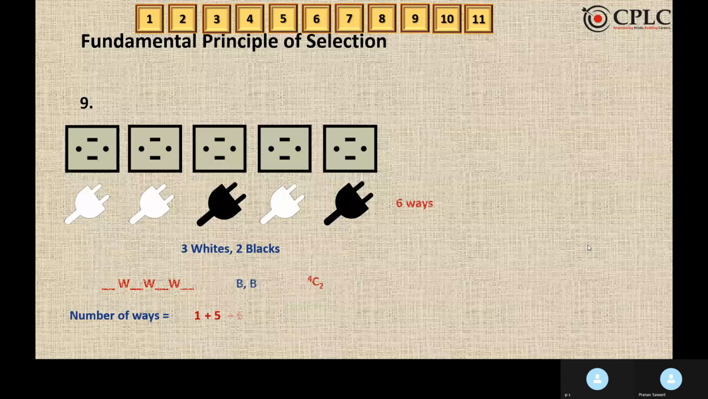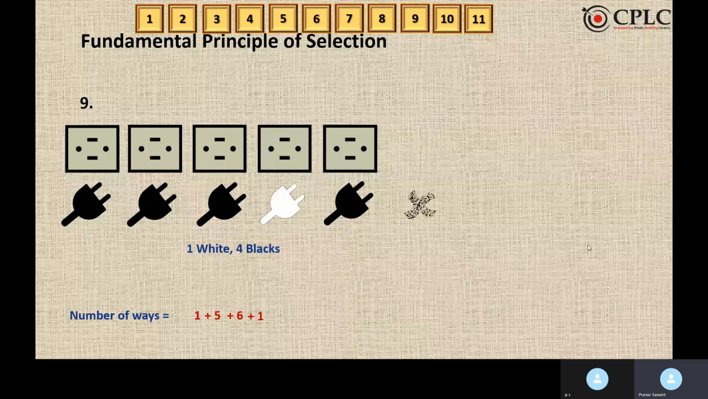Now, next is three blacks and two whites. That is only one way, because I can't select any other thing, because they are already placed. So black, white, black, white, black. This is the only one way that we can select it. Now, four blacks, one white is not possible because two blacks must not be adjacent. Hence, this is the final answer. That is 1 plus 5 plus 6 plus 1. That is 13, which is option 4.